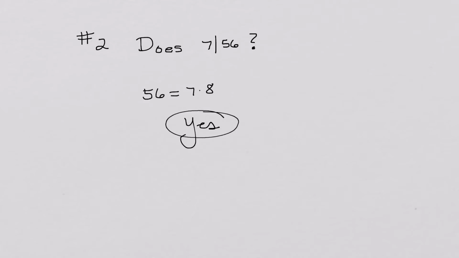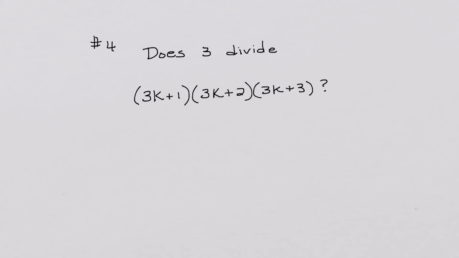And moving on to the next one. Here we have, does 3 divide this expression? And what I do is I look at each individual factor and I say, is there anything in common that I can factor out here? And for the first one, it's a no. For the second one, no, there's no common factor. For the third one, yes, there is something I can factor, and it's a 3.